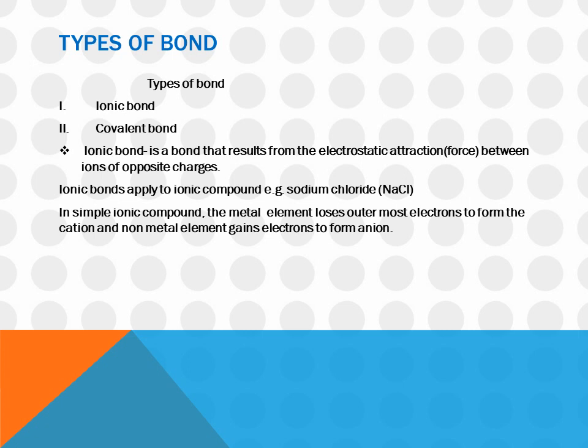Ionic bonds apply to ionic compounds, such as sodium chloride. In a simple ionic compound, the metal element loses outermost electrons to form cations, and the non-metal element gains electrons to form an anion.